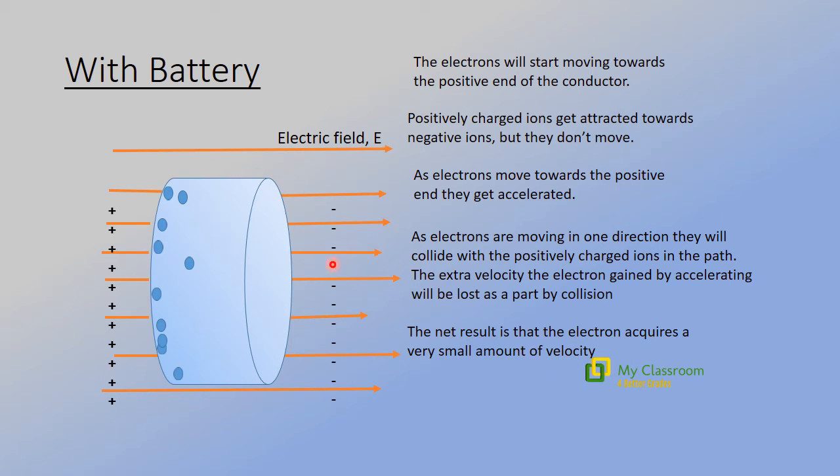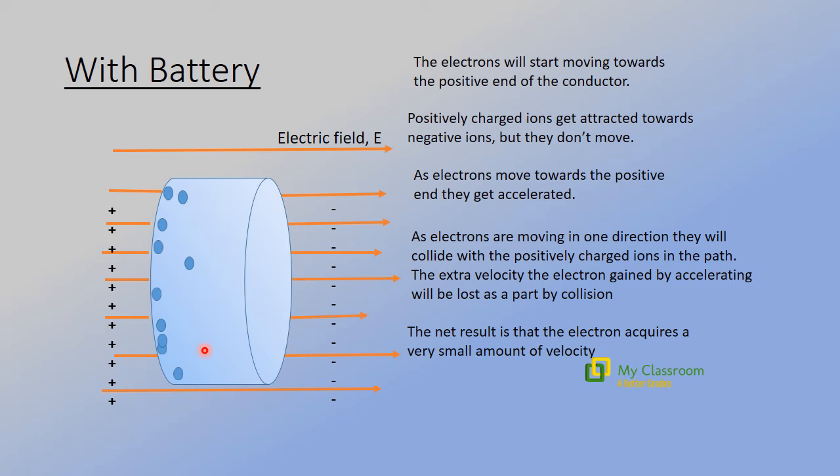So in this case, electrons will have a final velocity, whereas in the case of a conductor without a battery, the net velocity was 0. That was because electrons were traveling in a random manner. Here the electrons would be traveling in the same direction, and so the net velocity will not be 0. Now we've said that the net result is that each of these electrons will have a very small amount of velocity.